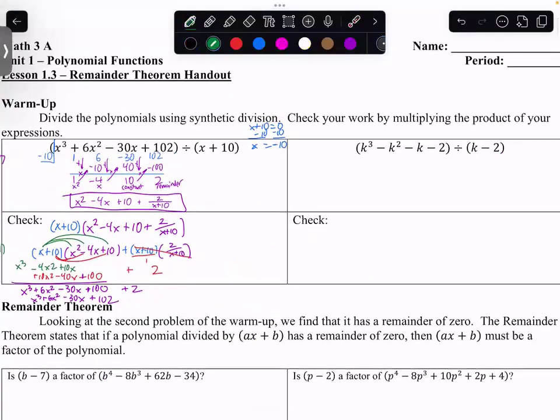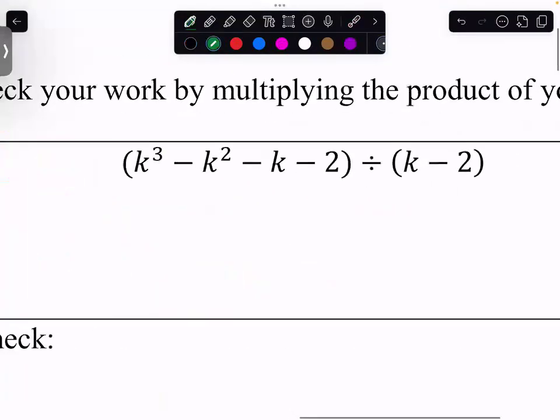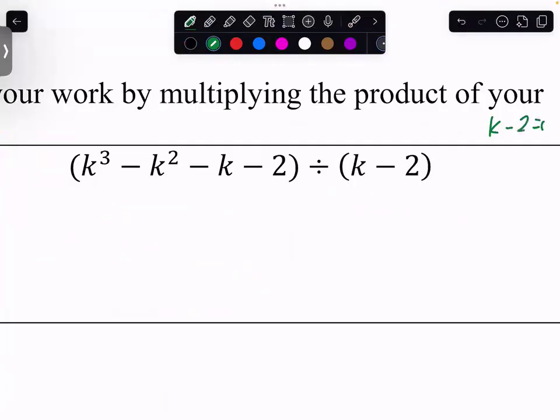Okay, let me do the other problem as well. So k minus 2, the root of that, set it equal to 0, positive 2. Exponents go 3, 2, 1, none, so no zeros needed. Okay, positive 1k cubed minus 1k squared minus 1k, and then constant minus 2.